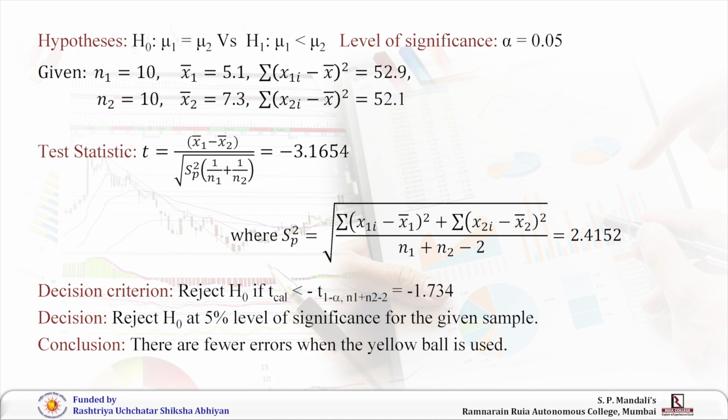n2 minus 2 degrees of freedom, that is 18 degrees of freedom, and hence the standard tabulated value of t gives us 1.734, which has to be attached with a negative sign. Now, since minus 3.1 is less than minus 1.7, we reject H0 at 5% level of significance for the given samples, and hence we conclude that the errors with the yellow ball are fewer than that of the white ball.